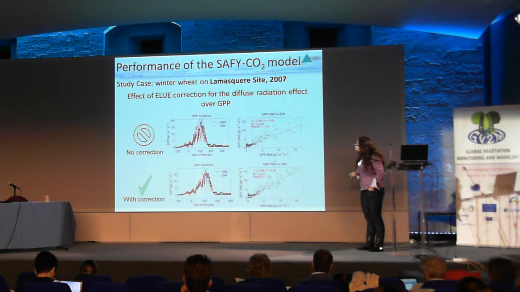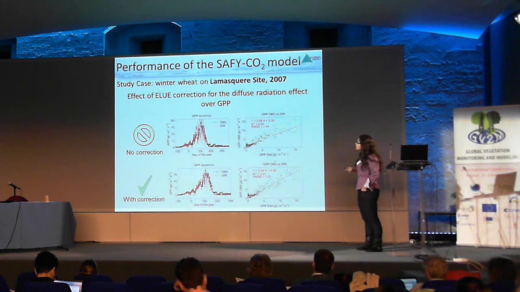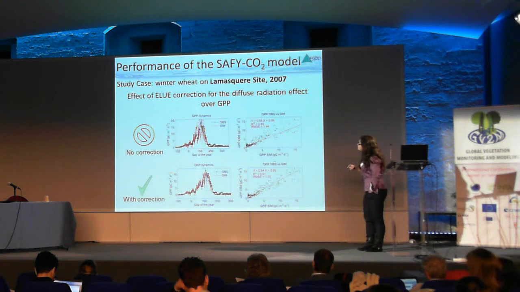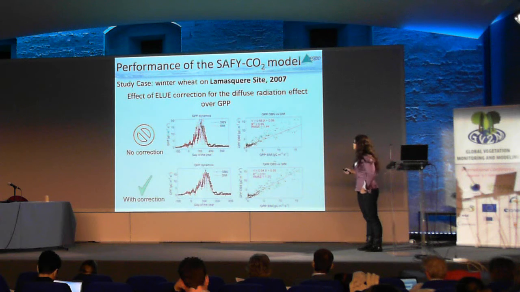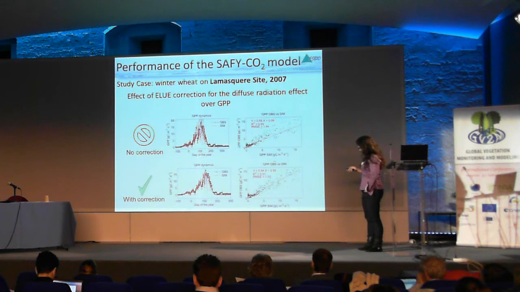So if we go to some results, we can see here a study case for the winter wheat La Masquere site in the year 2007, and we can analyze the effect of our correction to take into account the fraction of diffuse radiation. Here on the top we have the simulations of the GPP dynamics when you apply no correction, and here we have the GPP observed and simulated. We can see there's a lot of variation and there is a bias. When we apply the corrections, we see we have a much better agreement between the observed and simulated. And here we see the bias was corrected.